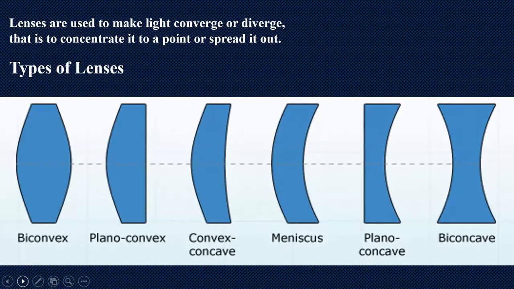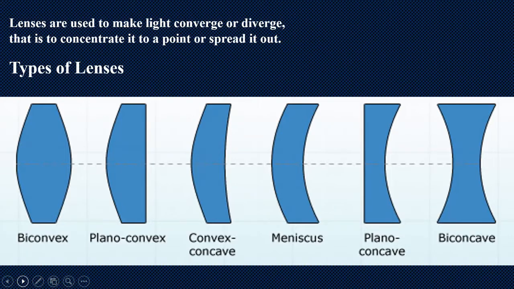So what are lenses? Lenses are basically transparent spherical surfaces which are used to make light converge or diverge, right? We studied in spherical mirrors that a concave mirror is a converging mirror, it converges the light rays, and a convex mirror was a diverging mirror. In the same way, lenses are also transparent spherical surfaces, used to either converge the light rays or diverge the light rays. That is, either to concentrate the light rays to a point or spread them out.